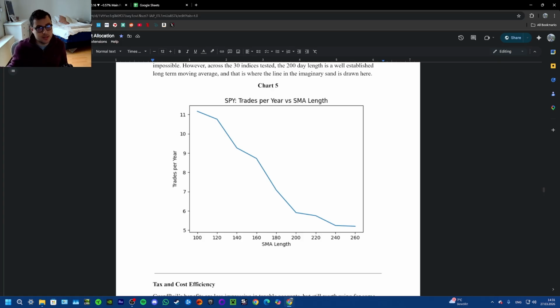In theory, you'd want as few trades per year as possible, not only due to trading costs, taxes, and friction, but also because of the whipsaw damage: if it's a false positive, a false signal, you just lost money on that trade.